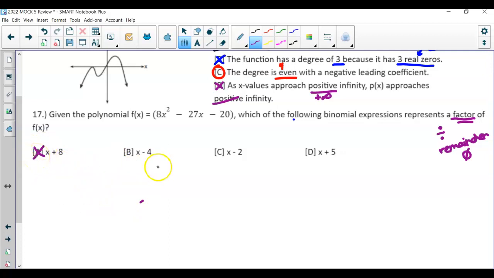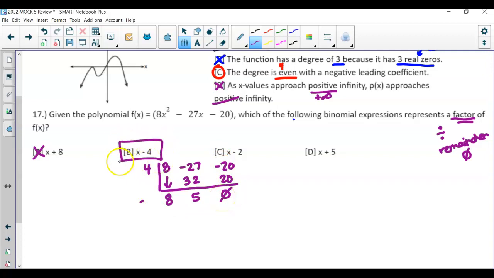Now I'm going to go to B. Here, setting it up with +4, 8, -27, and -20. Bring down your 8. Multiply to get 32. Add, you get 5. 4 times 5 is 20. Oop, there's your remainder of 0. So that means that's why here B is the answer.